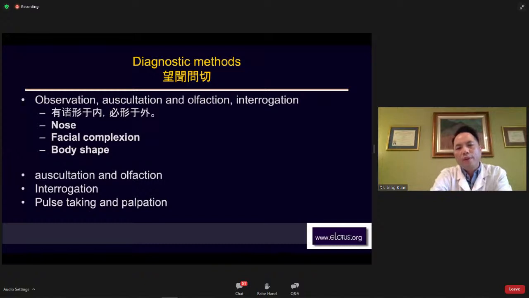And then pulse taking and palpation. If you have taken many training or seminar classes here, and you master the pulse taking, then it's going to be a piece of cake for you to find out how the patient is doing. Otherwise, from other diagnostic methods, you can find out how the patient is doing.